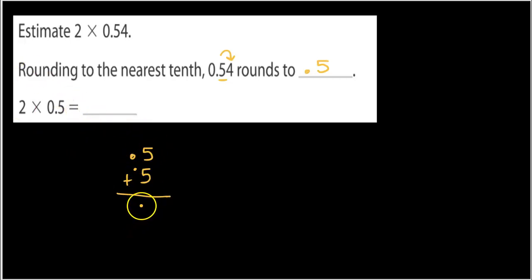0.5 plus 0.5 is 1.0, so it's a whole. Okay, so right here we can just write 1.0. We have 0 tenths and 1 whole.